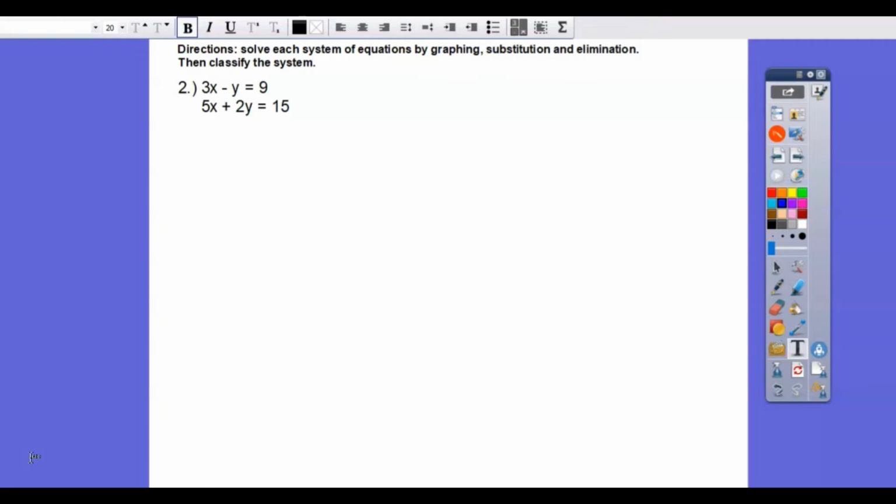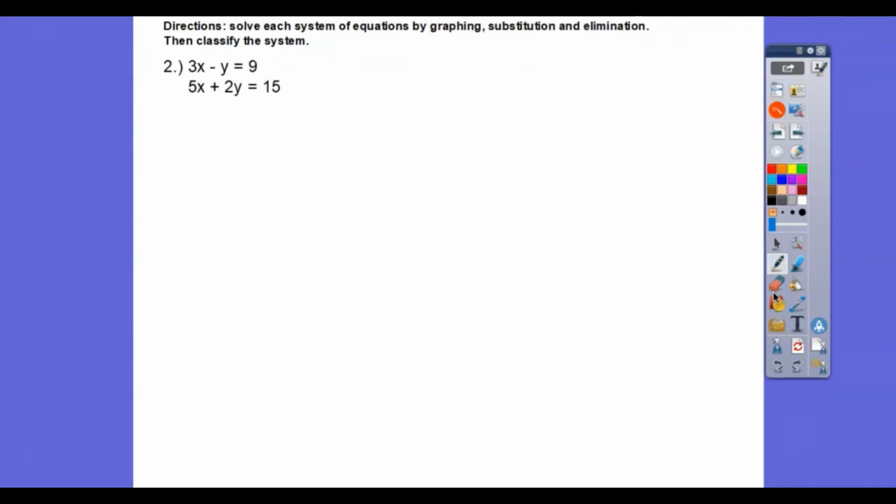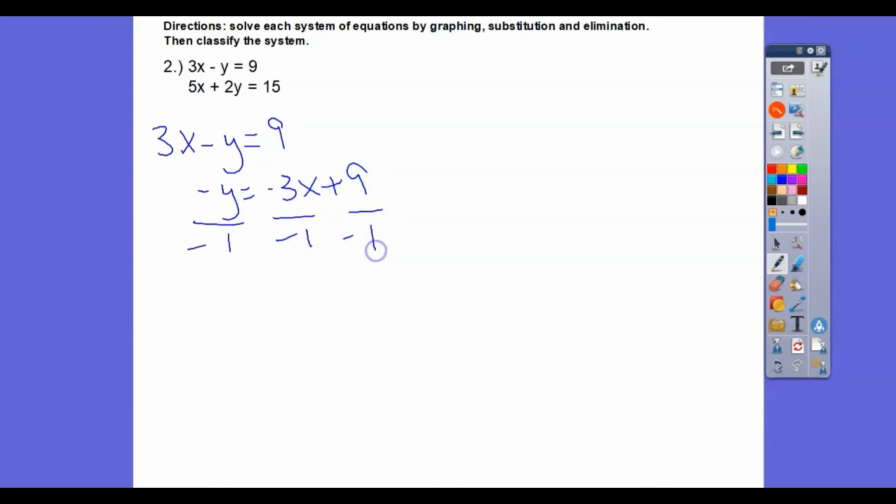The first thing I'm going to do is solve by graphing. In order for me to solve by graphing, I'm going to go ahead and get each equation and get the y by itself. So in the top equation, the 3x minus y equals 9, if I subtract 3x from both sides, I'm left with negative y. Remember that you have to divide everything by negative 1 because you literally have to get the y by itself completely positive. So that means y is equal to negative 3x divided by negative 1, which is positive 3x, and positive 9 divided by a negative is negative 9.